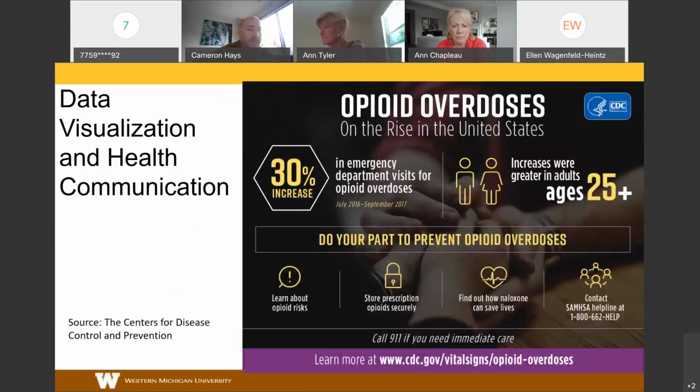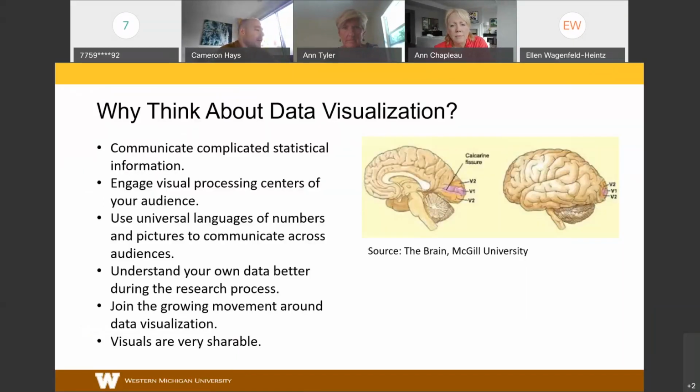Here's an example of a data visualization we made for a CDC client using secondary data that the CDC provided. Okay. So why I think about data visualization, good data visualization is important. It communicates complicated statistical information, even if your audience doesn't have all the context or expertise that you do. So if you're listening to this talk, you're probably a researcher and understand the value of data, but I want to challenge you to think more about how you visualize that data.